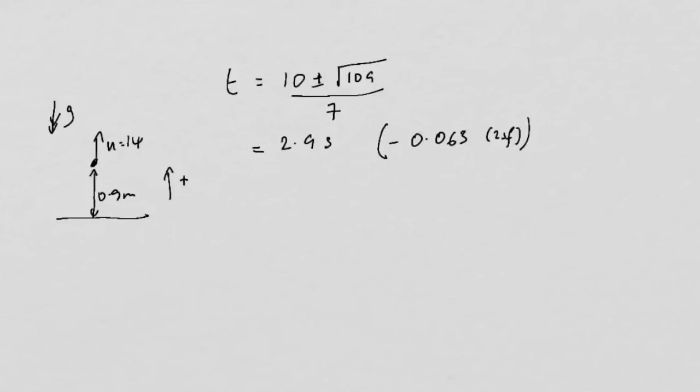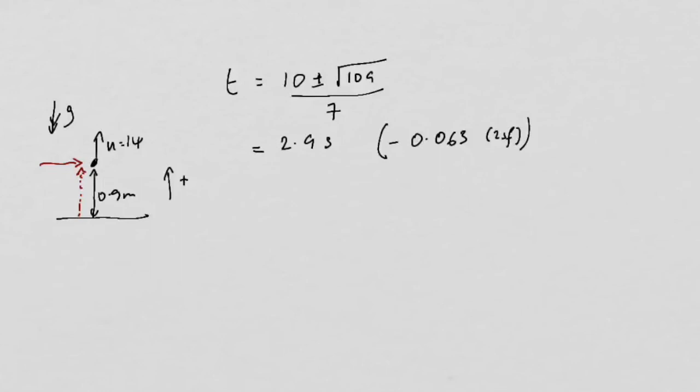And what it tells us in this case is if we were to be able to go back in time, then for the ball to arrive 0.9 meters above the ground with a velocity of 14, it would have been sent off from the floor, and it would have taken 0.063 seconds to get from the floor to the starting point in the question.